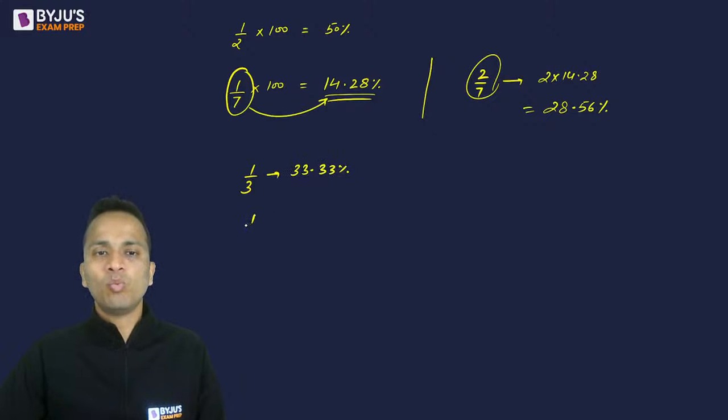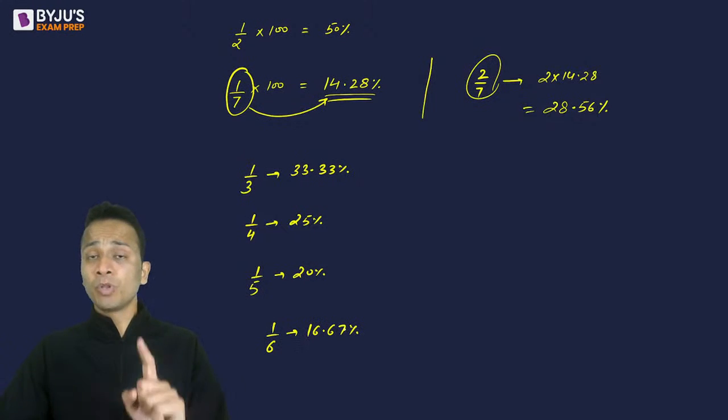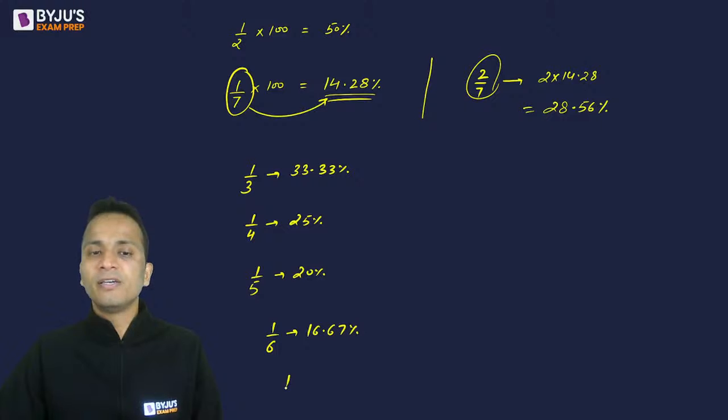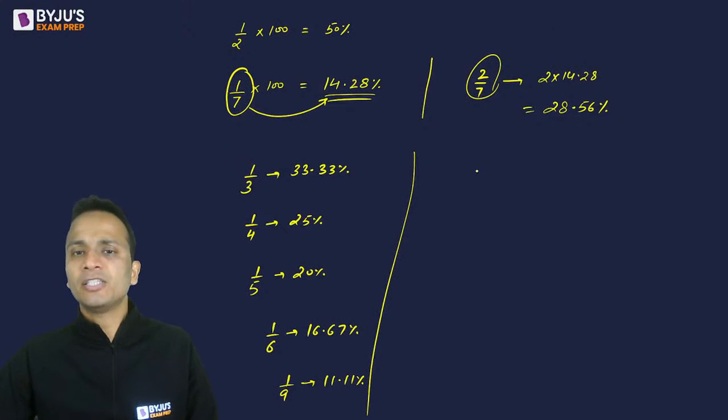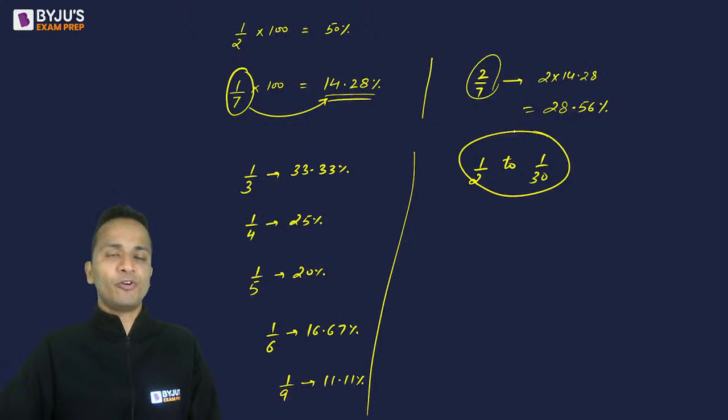percentage, then 1 by 4, which is 25 percentage, 1 by 5, which is 20 percentage, 1 by 6, which is 16.67 percentage, 1 by 7 I've already covered there. Let's say 1 by 9, which is 11.11 percentage. Likewise, if you can remember percentage equivalence of fractions starting from 1 by 2 up till 1 by 30, then it will be beneficial for you.